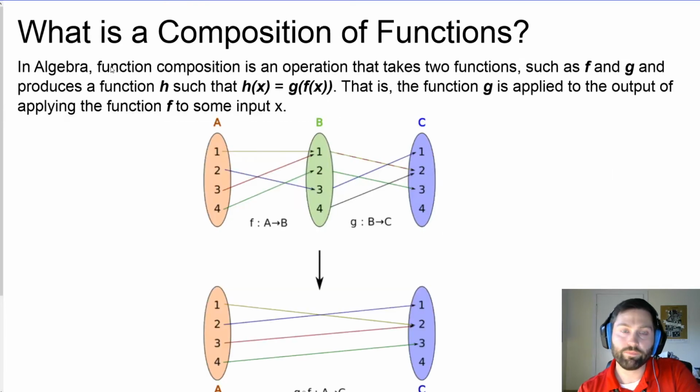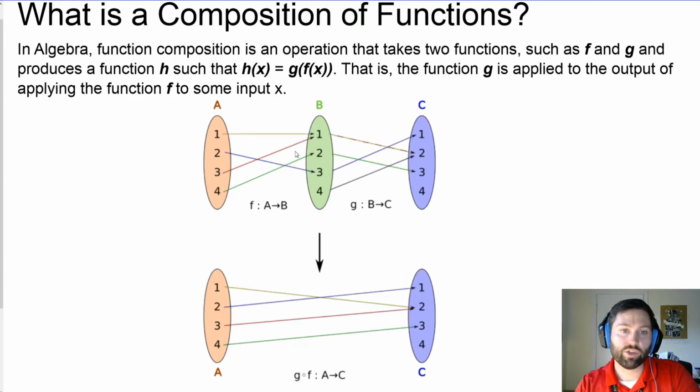So let's get started. The first thing that we need to know is that a composition of functions is an algebraic concept, and it is such that it takes two functions like f and g, and then produces a function h such that h of x is equal to g of f of x. I know that's a lot to say, but it's g of f of x. That means the function g is applied to the output of applying the function f to some input x. It's visualized here by this image.